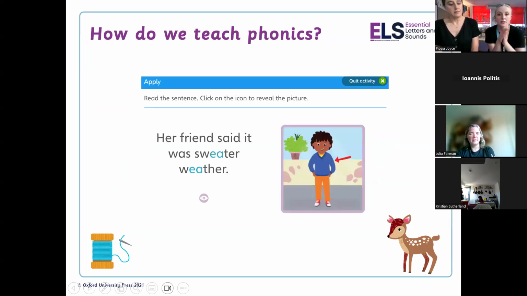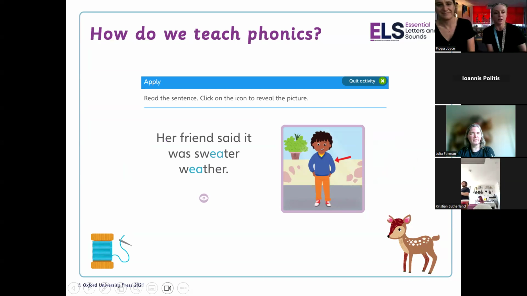So this is an example of a sentence from year one, so they're definitely not as long. In reception, at the minute, we've got either single words or a caption, so it could be a pin or a cat or something like that. And it's just building up their ability to read small words or small passages.